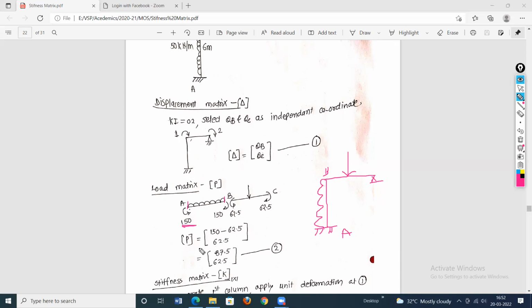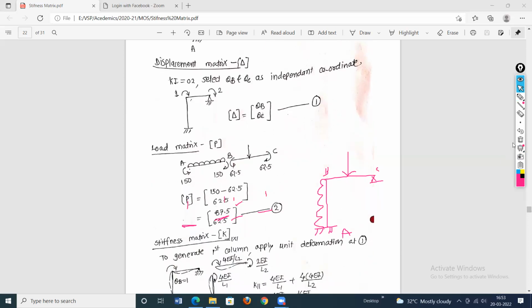The fixed end moment will be equal to WL square by 12. It is a standard formula, of hogging nature, and at the other end it is again WL square by 12, hogging nature. Then next is B to C. Assume this as a fixed beam subjected to a point load. This will be hogging bending moment, of hogging nature. And what are the fixed end moments? It is WL by 8 at B, and CB will be equal to WL by 8. So these are the fixed end moments or restraining moments due to loading at the ends of the members. Then write the load matrix.